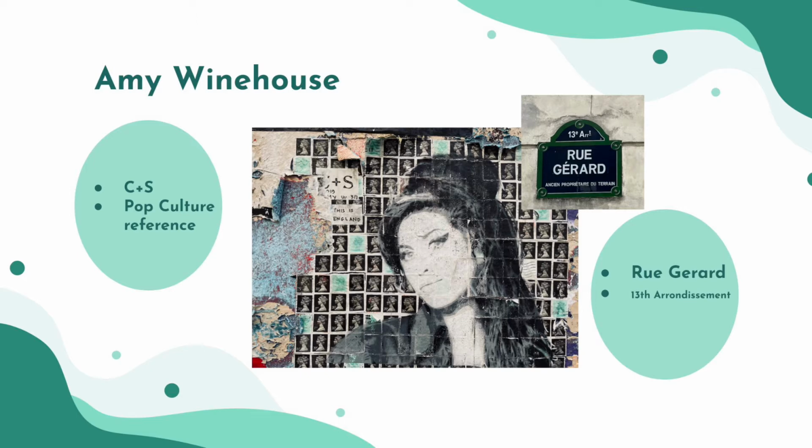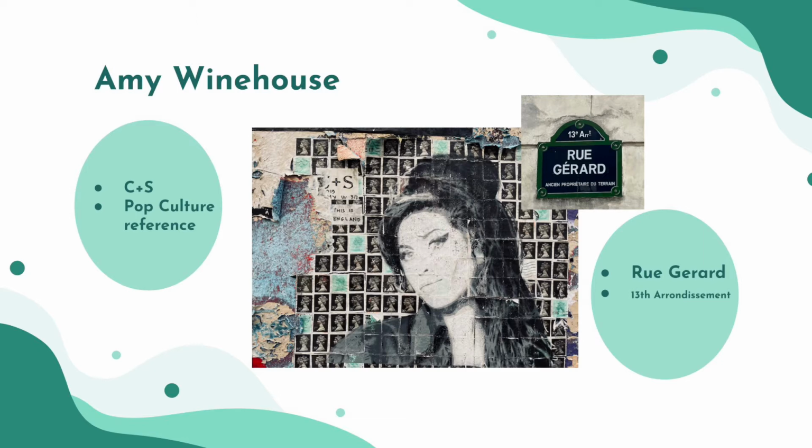For this specific piece, C plus S decided to portray Amy Winehouse as one of his confident women. He depicts her in front of British stamps instead of the Marianne. British stamps have the Queen on them, and the message for this is unclear, but I presume that it's the same reasoning as with Les Beautés Timbrées.